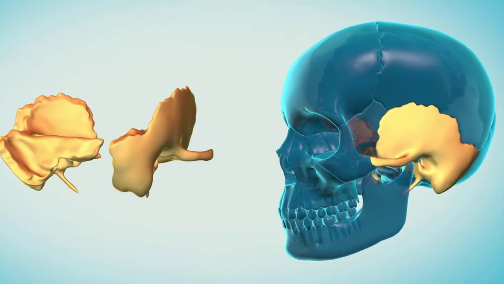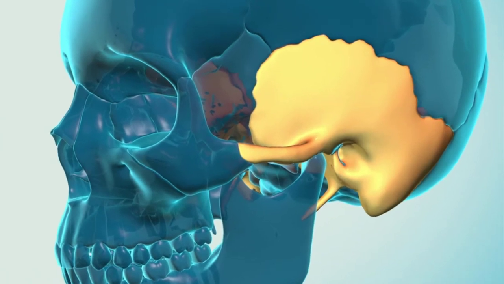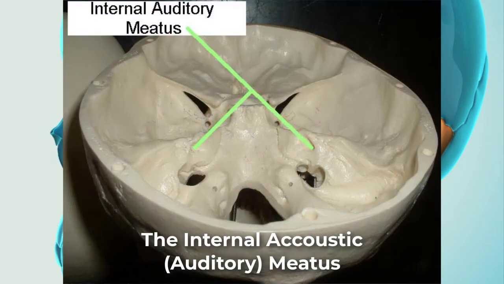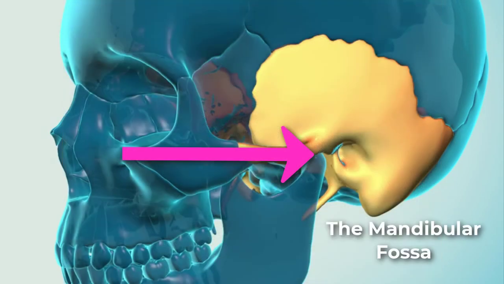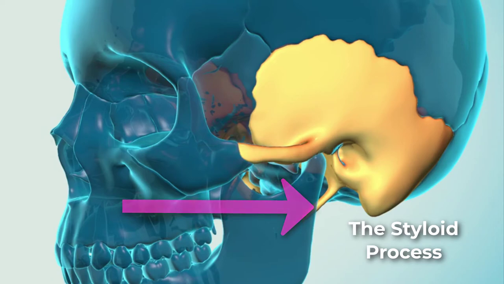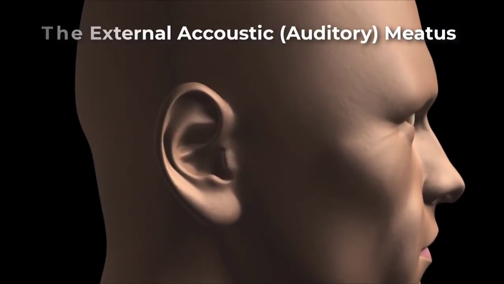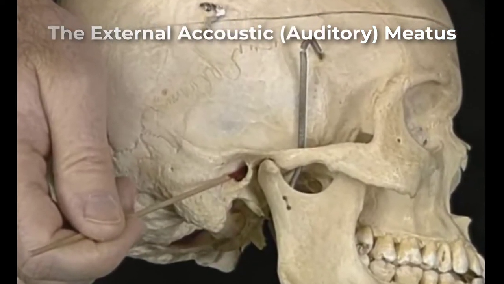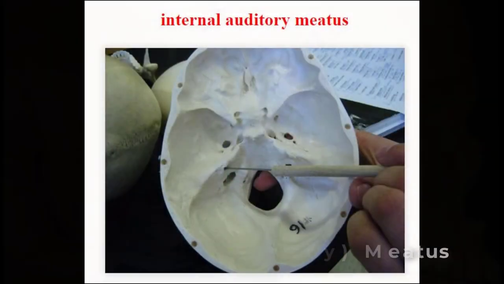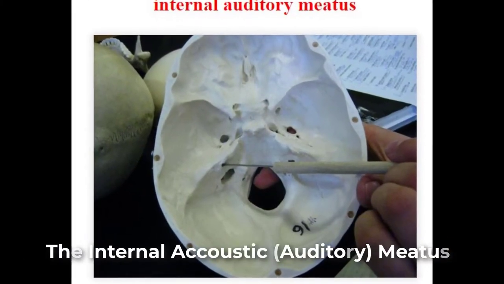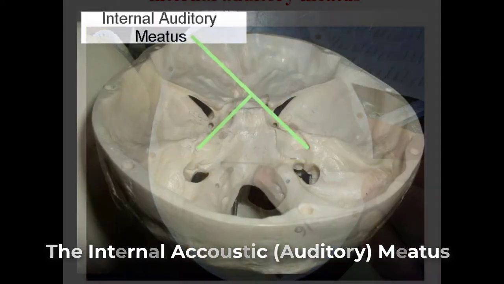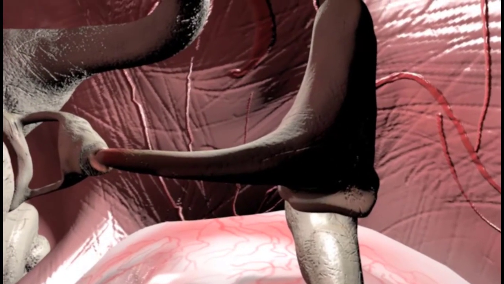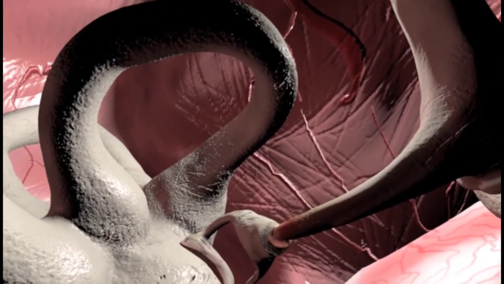The temporal bone contains some important landmarks. These include the external acoustic meatus, the internal acoustic meatus, the mandibular fossa, and the styloid process. The external acoustic meatus, or ear canal, is the large opening located on the lateral side of the skull that is associated with the ear. The internal acoustic meatus is an opening located inside the cranial cavity on the medial side of the petrous ridge. This connects the middle ear and inner ear cavities of the temporal bone.